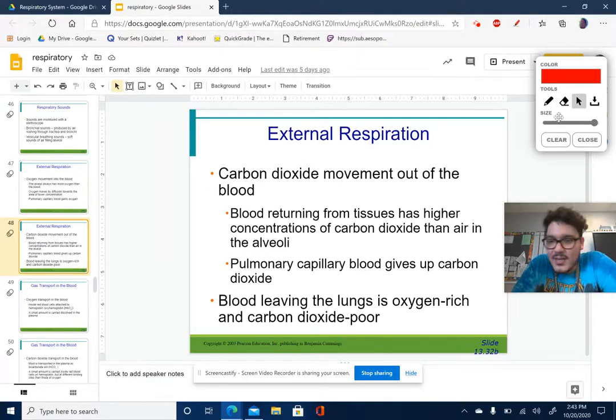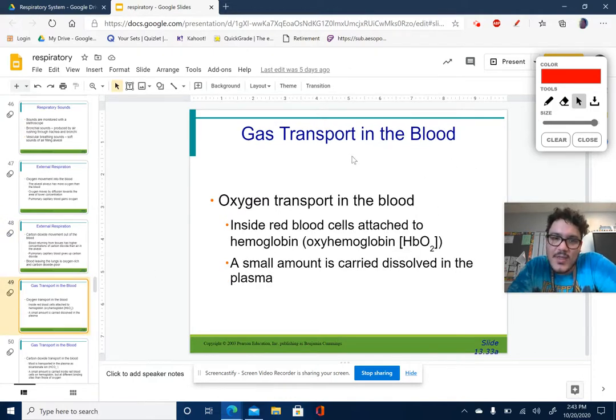On the other hand, carbon dioxide, you're trying to get it out of the blood, right? Because of the higher concentrations of carbon dioxide in the blood, you're going to try to force it out. That's the whole point. We don't need carbon dioxide. It's a toxin. Pulmonary capillary blood gives up carbon dioxide. Blood leaving the lungs is oxygen rich and carbon dioxide poor. That's stuff that we're going to learn in more detail when we do the cardiovascular system and learn the path that blood takes. Gas transport in the blood.